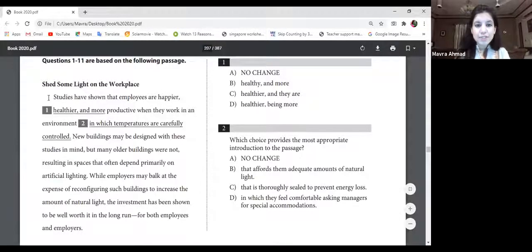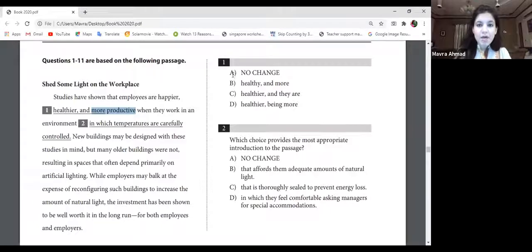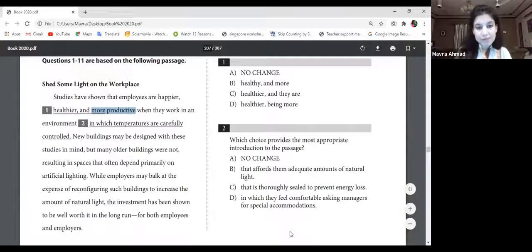So option A, no change. हमें इस phrase healthier and more को change करने की जरूरत है या नहीं, ये हमें देखना है. Studies have shown that employees are happier. अब happier जो है it is an adjective in the comparative form. Healthier is an adjective in the comparative form. And more productive. अब यहाँ पर हमारे पास जो appropriate choice है वो क्या हो सकती है?